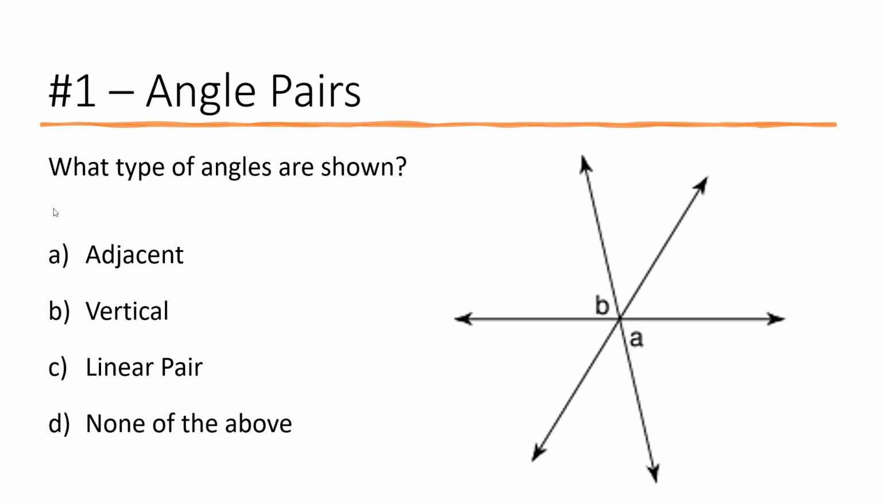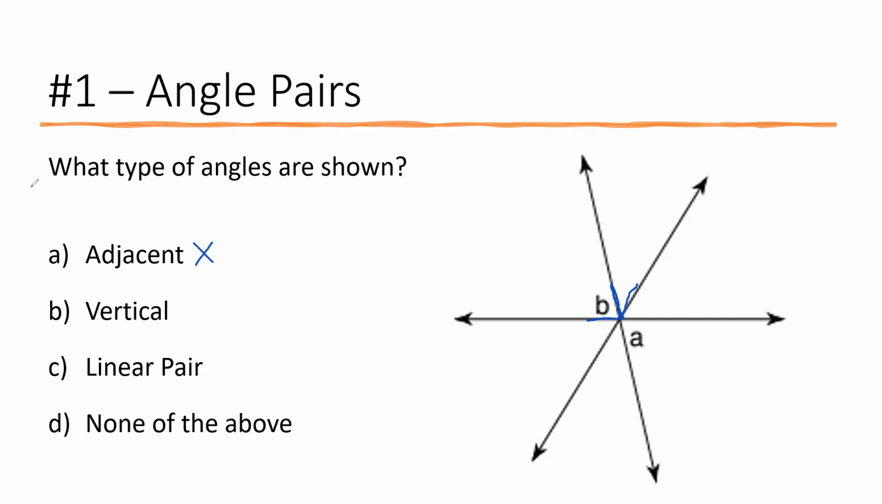Well, adjacent means they're next to each other. They would share a side and a vertex, and I'm not seeing that here. Like if we had this angle marked, then that angle and angle B would be adjacent because they're next to each other. That's not the case.